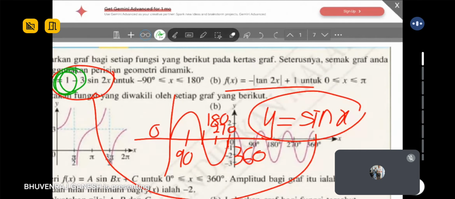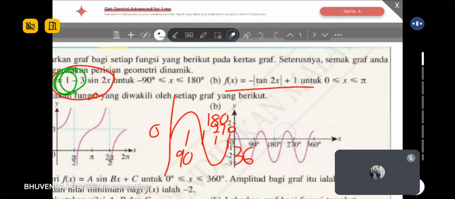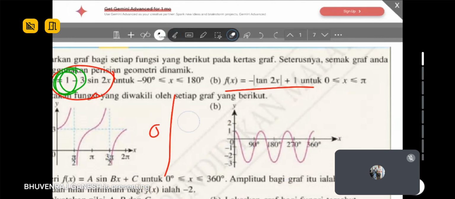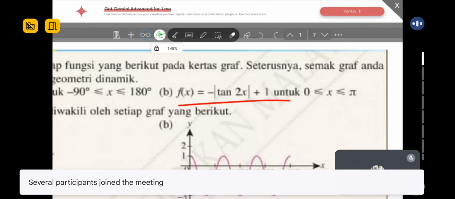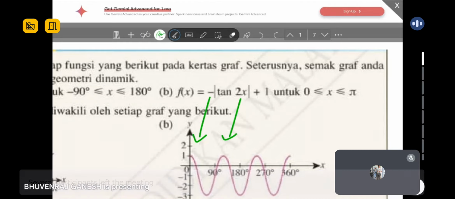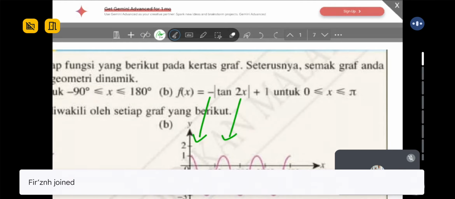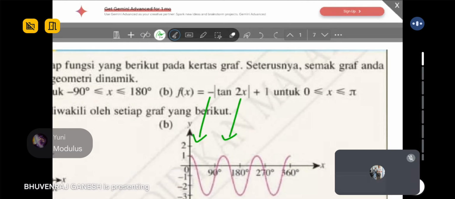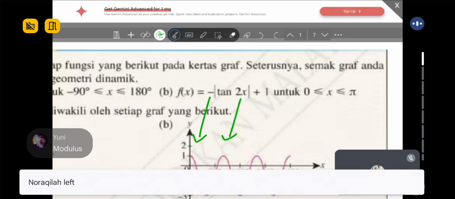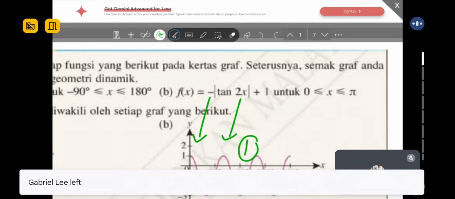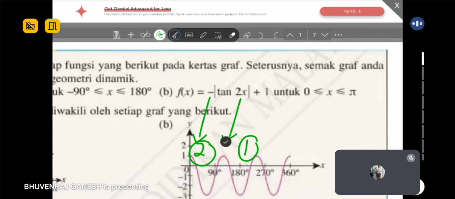Okay, so for 1B, 1B is a modulus graph. Okay, graph modulus. So guys, you must take note which operation come first. Okay, kamu lihat guys persamaan ni. Kamu rasa negatif ni datang dulu atau modulus datang dulu? Cuba bagi tahu saya. Which one come first? Negative or modulus? Yes. Okay, actually the modulus come first guys. Modulus ni datang pertama. Then only you add negative outside the modulus.